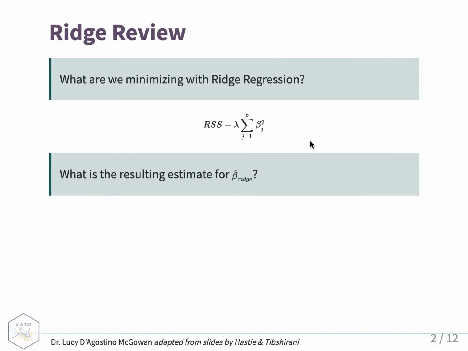So what's the resulting estimate for beta hat ridge? Well, you derived this in the last class and hopefully got this: X transpose X plus lambda times the identity, inverse, times X transpose Y.